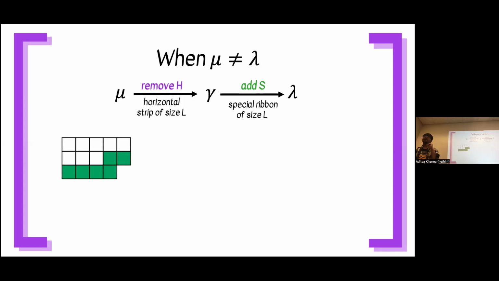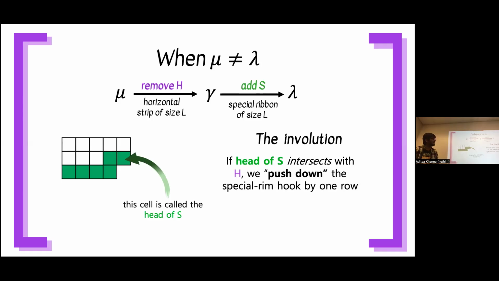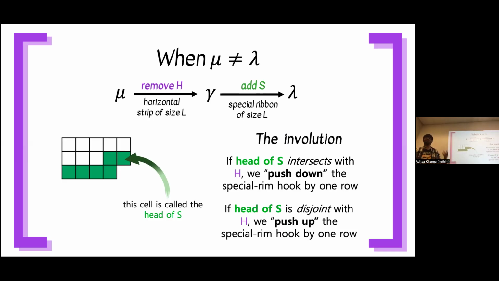So this is what the involution will do. Look at your special ribbon. This is called the head of the special ribbon. And you see, does it intersect with my purple horizontal strip? If it does, I push it down. If it doesn't, I push it up. What does that mean? Let's see an example. But this is the idea.